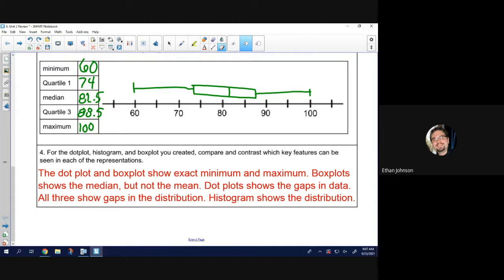So keep in mind, if a problem asks for us to have a display that shows gaps in just the data, dot plot will have to be our display. Otherwise, we could use any of them if we just want to see gaps in distribution.